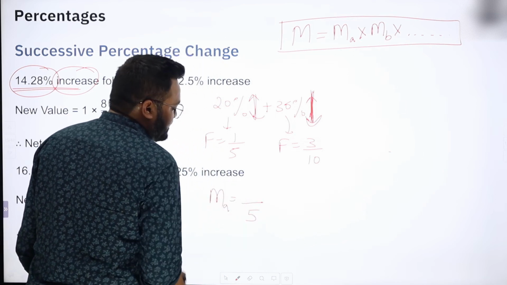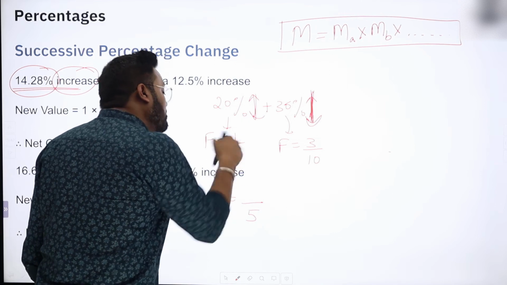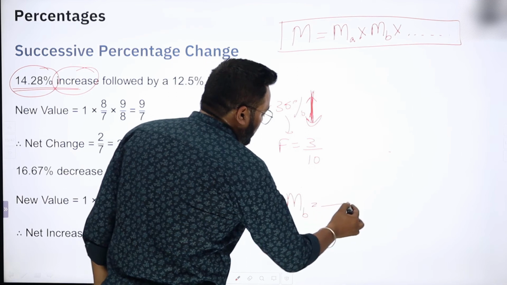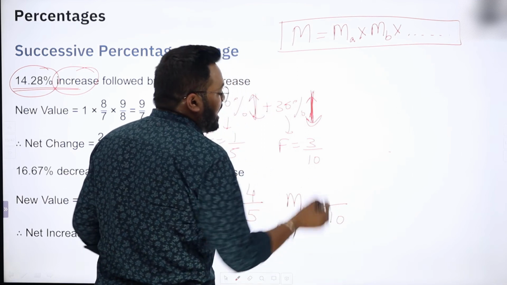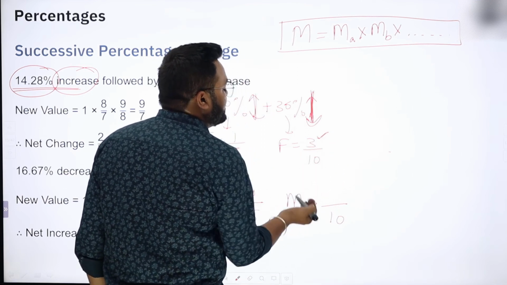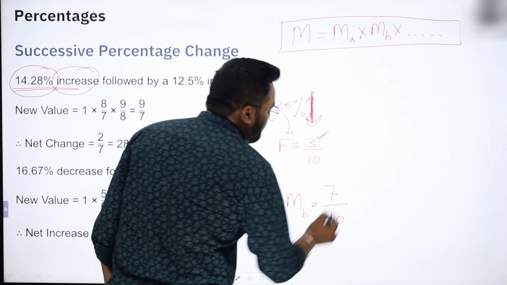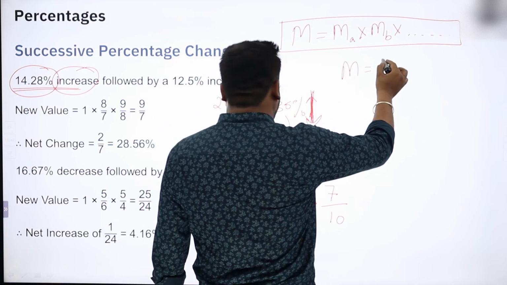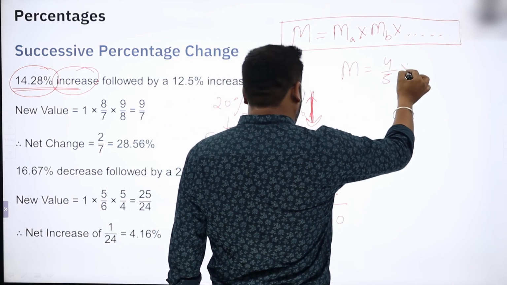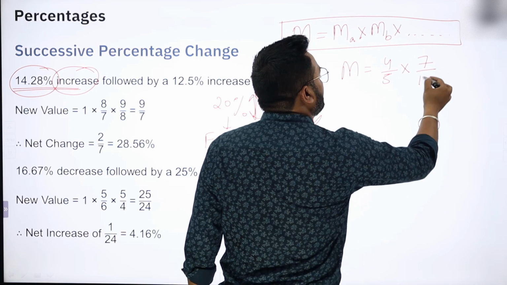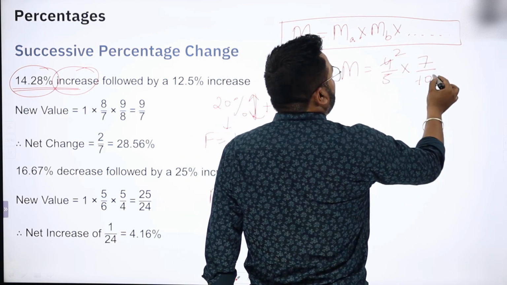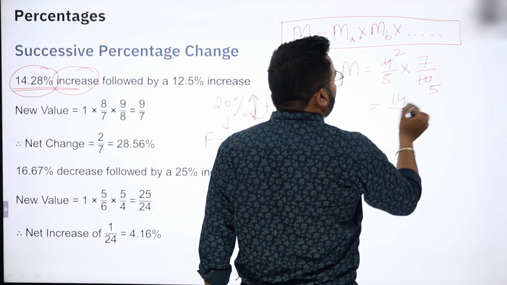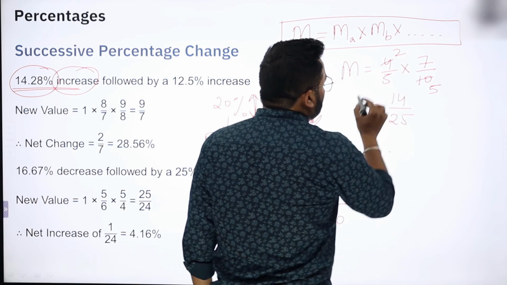What is the multiplier here? The denominator value will remain same. 1 is decreased from 5, it will become what? 4. And here multiplier B will be what? The denominator will be same, and this numerator value 3 is decreased from 10, it will become 7. Now I will multiply these 2 multipliers, that is 4 by 5 into what? 7 by 10, and I can cancel out. This is 5. It will become 7 into 2 is 14. This is 25. So this is my multiplier.